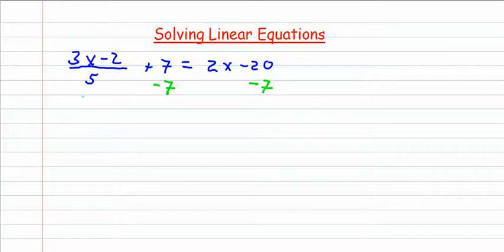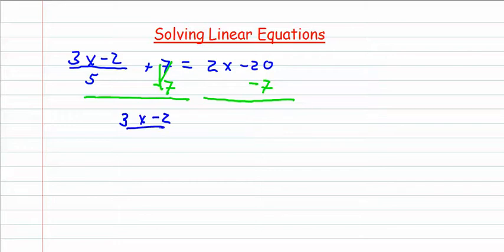And then I draw my line. I can draw it in 2 lines or 1 continuous line. The 7's cancel here. And then I end up with (3x minus 2) over 5 equals 2x minus a negative 20. This minus 20 is a negative 20, and a negative 7 is negative 27.